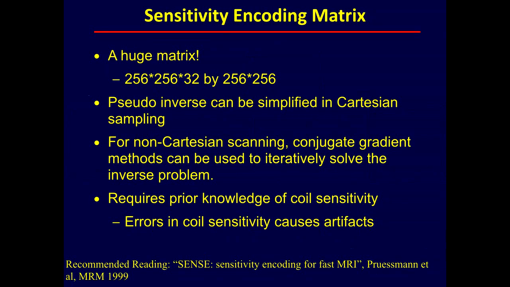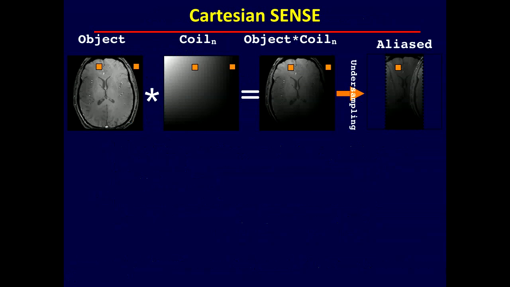But there's a simplification possible when you do Cartesian sampling. I'll talk about that a bit later. But for non-Cartesian, do you guys know Cartesian and non-Cartesian sampling in general? Non-Cartesians are like spiral and radial sampling, where the samples are not falling on the grid points in k-space. It turns out if it's non-Cartesian, inverting this matrix can be very tricky. There are algorithms out there that you can use to solve it numerically. But for Cartesian, there's a simplification. Okay, so let's focus a little bit more on Cartesian.